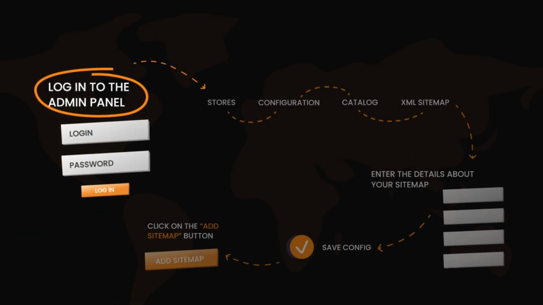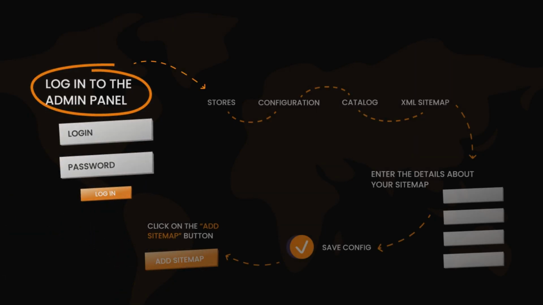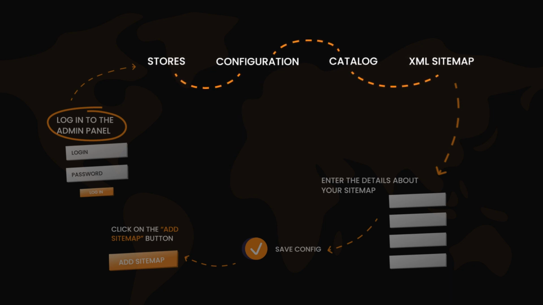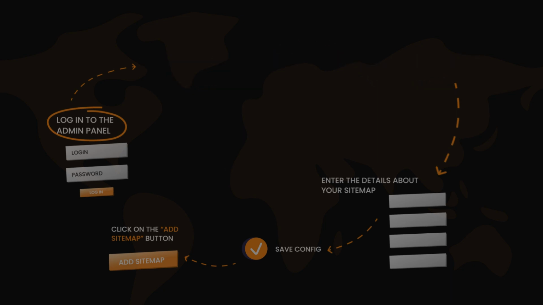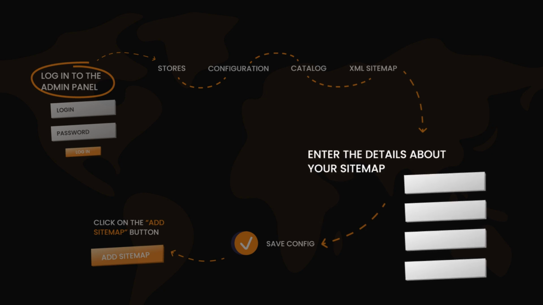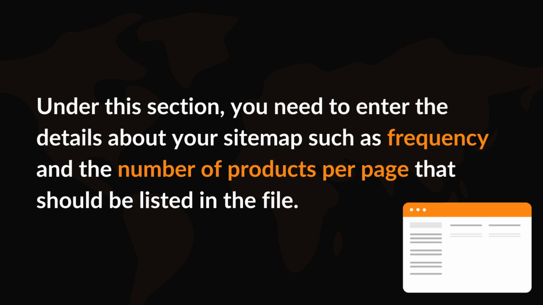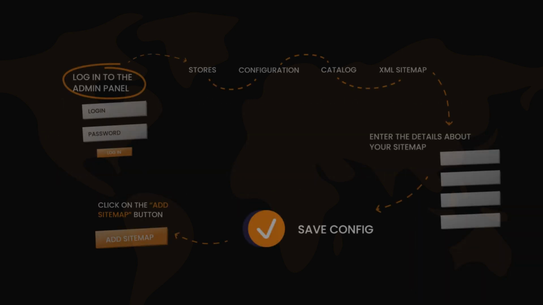Step 1. Log into the admin panel of your Magento 2 store. Step 2. Go to Stores, Configuration, Catalog, XML Sitemap section. Step 3. Under this section, you need to enter the details about your sitemap, such as frequency and the number of products per page that should be listed in the file. Step 4. Once you have entered the information, click on Save Config.